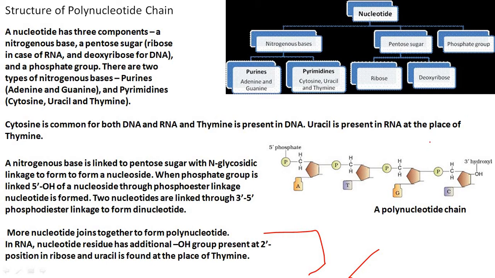And at last, the phosphoric acid H3PO4. This is a part of the nucleic acid and is present in the DNA and in the RNA in the same form.